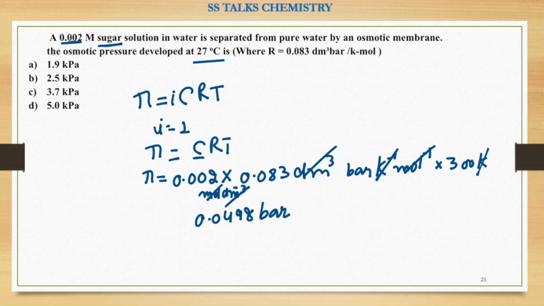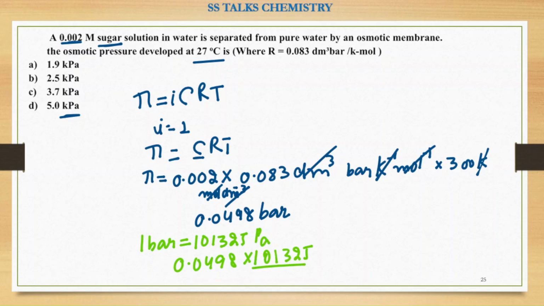But you are seeing the final answer is given in kilopascal, so we have to make the conversion. We know that 1 bar is 101325 pascals. Just substitute 0.0498 into 101325 upon 1000, because kilopascal you wanted. Solving this, you are going to get your answer as 5.045 kilopascals. So this is going to be the answer, approximately 5.0, and it is matching over here.